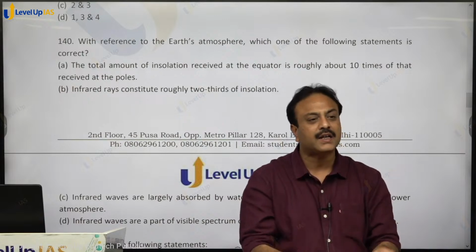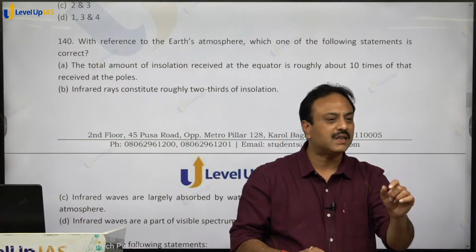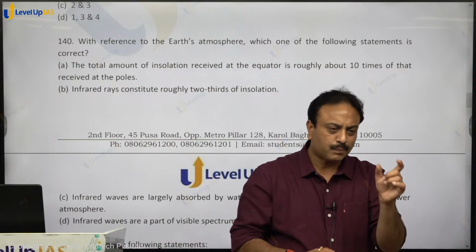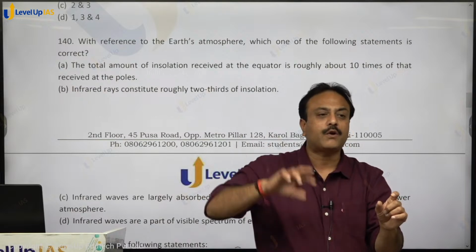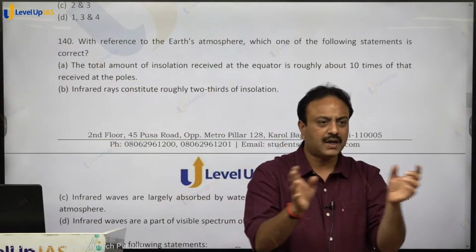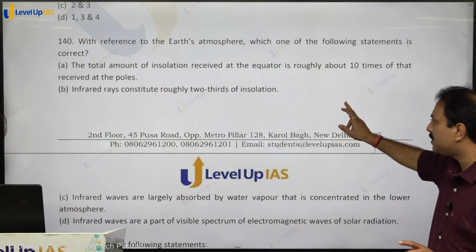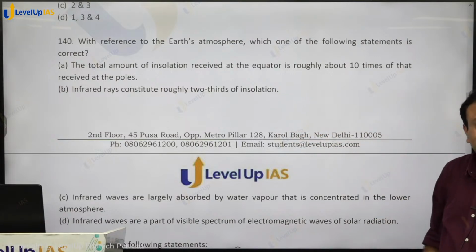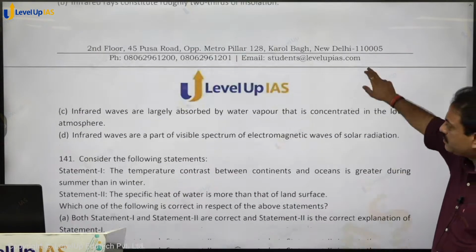NCERT is not saying anything on that, right? So it will remain between 40 plus minus 1-2%, right? So the pole receives almost 40-42% when we are assuming the equator as 100%. So what is the difference? 2.5. And the statement is saying the total amount of insolation received at the equator is roughly about 10 times. It is almost 2.5 times. Clear on that?